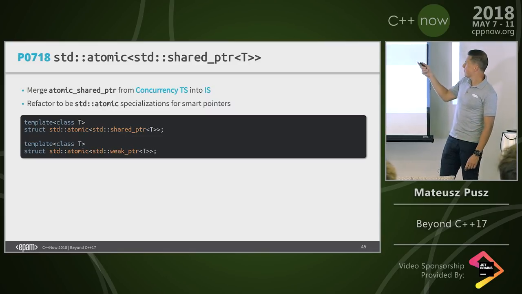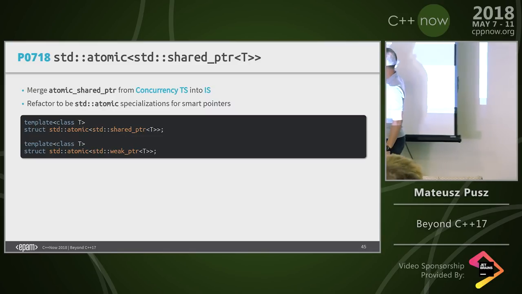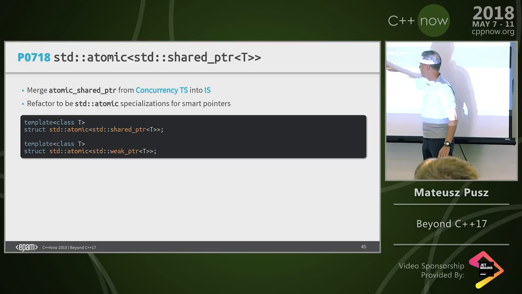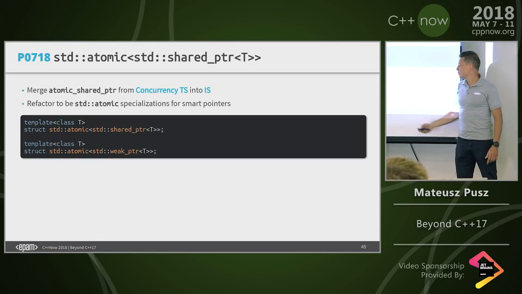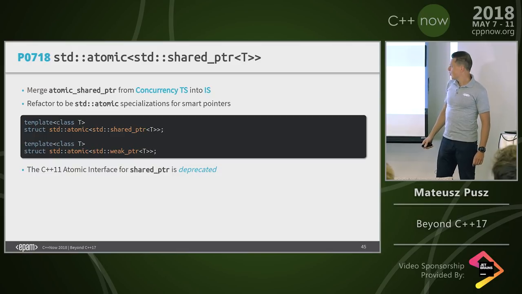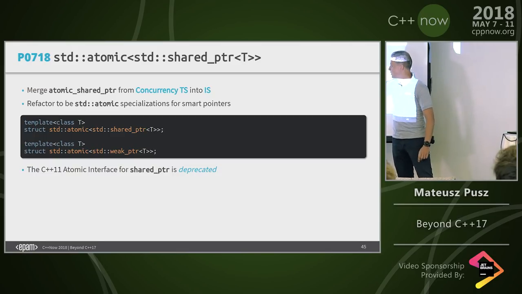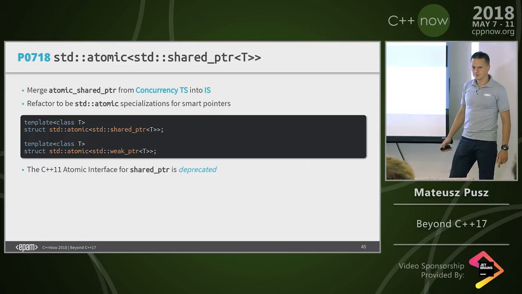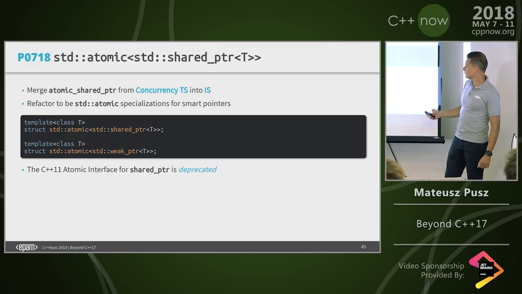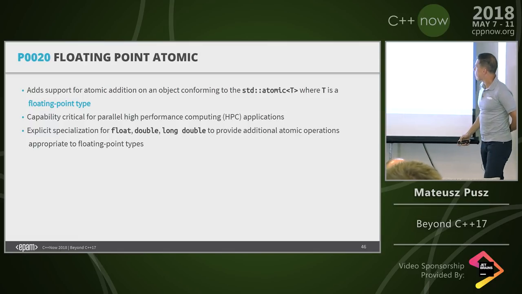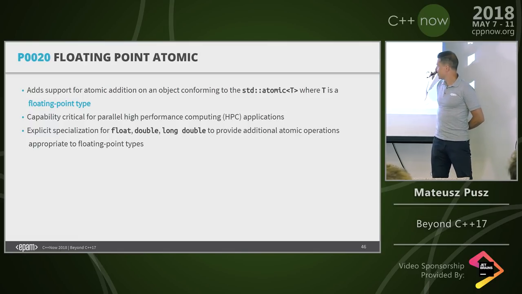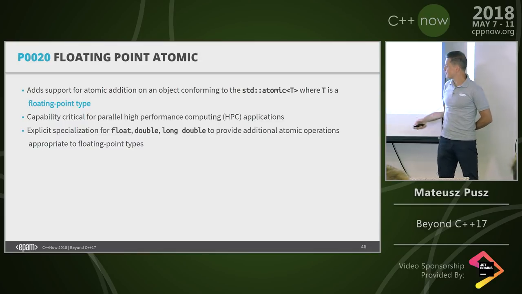So basically, we merged the feature from the concurrency TS into the standard, so that there will be a specialization of atomic for shared pointer that will just do the work also for weak pointer. And it will just work for all the cases. And with that, the standalone shared pointer interface is deprecated. Also, there was addition of atomic specialization for floating point types. So there are specializations for float, double, long double in the standard. And it would be for use in many applications like HPC, for example.